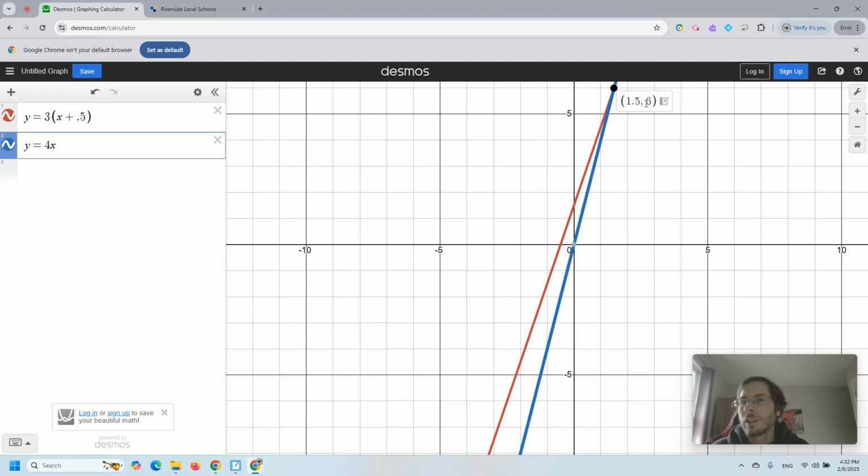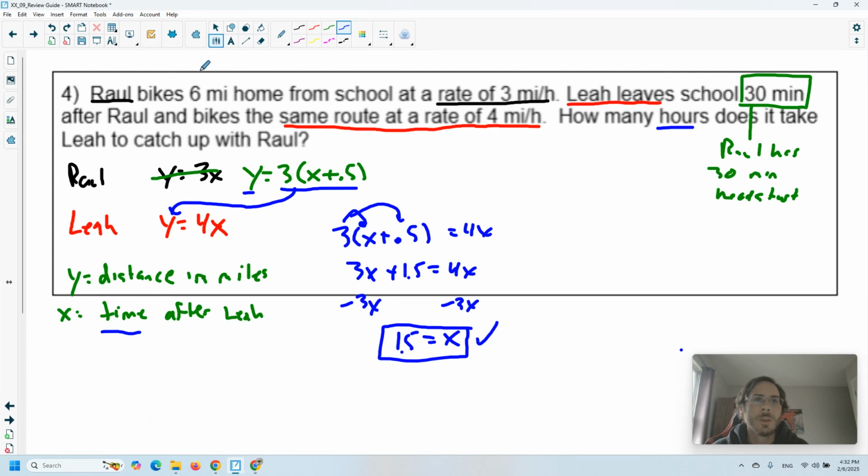And it turns out they do meet at 6. So it turns out they meet right when Raul gets home. Because Raul's going to bike for 6 miles, so right when he gets home is right when they're at the same time. So there we go.